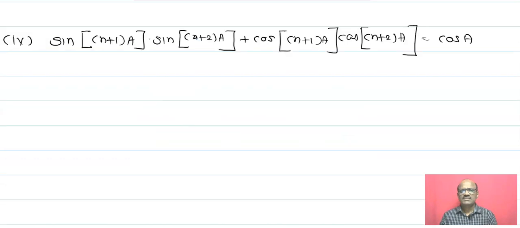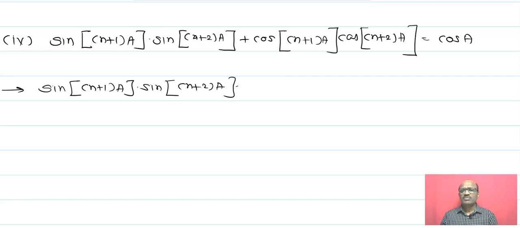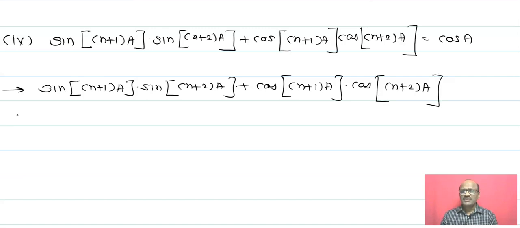Now, next is 4. That is sin of (n plus 1) into a, sin of (n plus 2) into a, plus cos of (n plus 1) into a, cos of (n plus 2) into a is equal to cos of a. Again, this is very simple. This is the expansion of cos of a minus b, but at the starting they write the sine, but we do not require this because we require the cos at the starting.